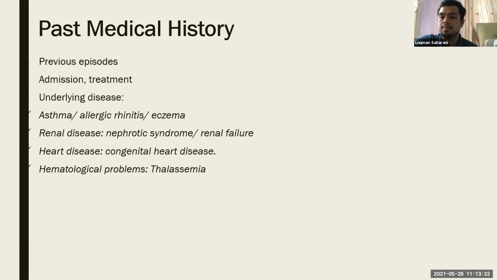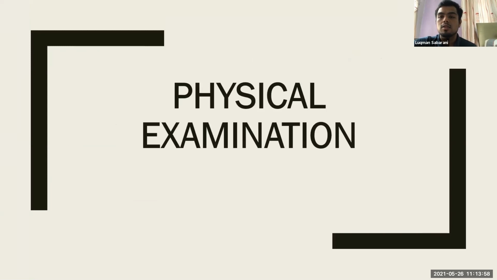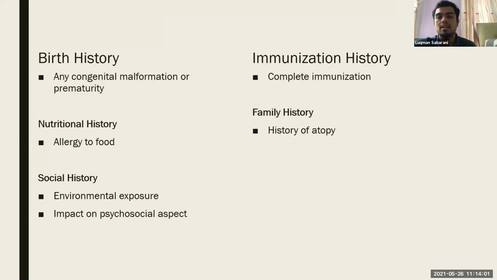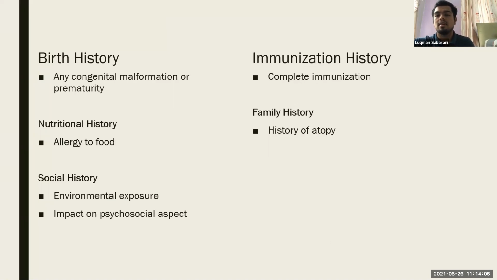thalassemia. Next, we need to assess the birth history, any congenital malformation or history of prematurity, nutritional history, any allergy to food, immunization history, whether the patient has completed the immunization, and family history, especially history of atopy. And lastly is the social history, about the environmental exposure and the impact on the psychosocial aspect of the patient.